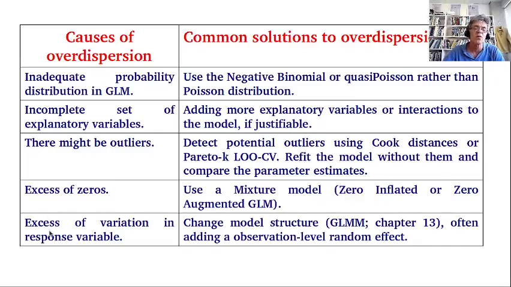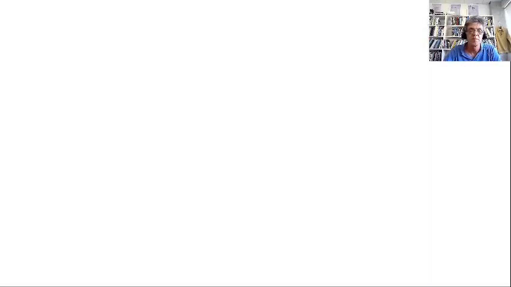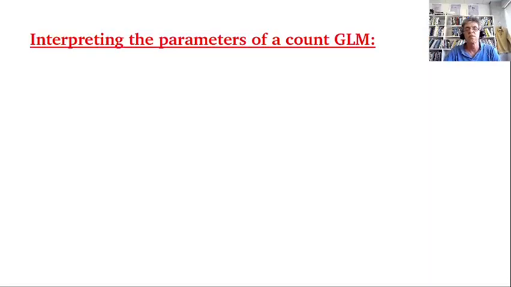Another possible cause is that there is an excessive variation of the response variable. In some cases, it might be relevant to change the model structure by adding observation level random effects. This would be explained in the videos associated with chapter 13. So let's see how we can interpret the parameters of a count GLM.